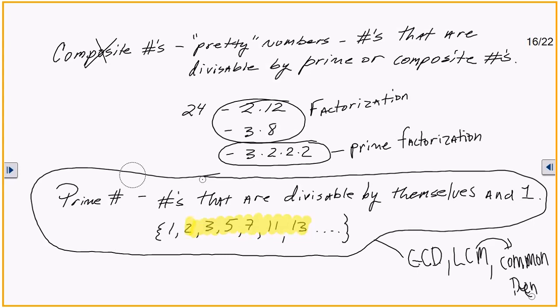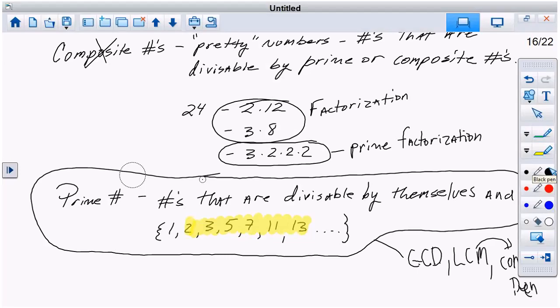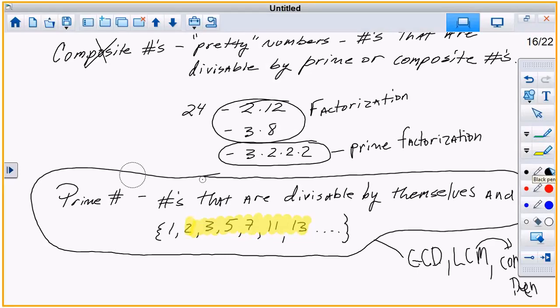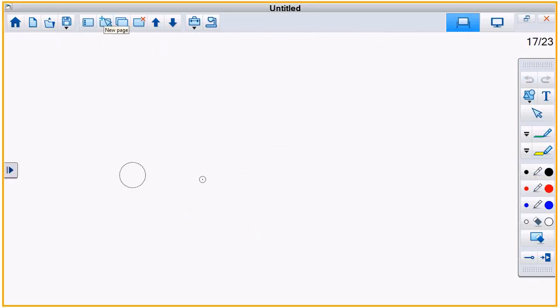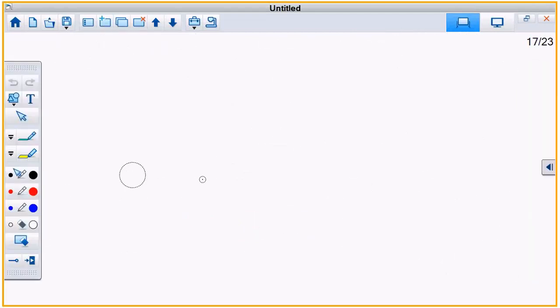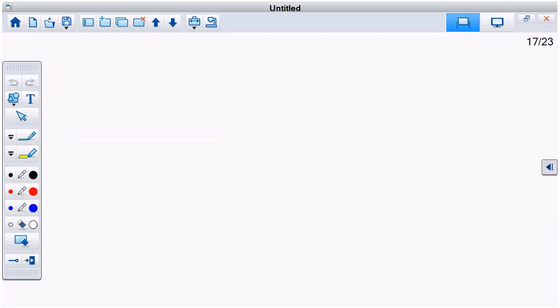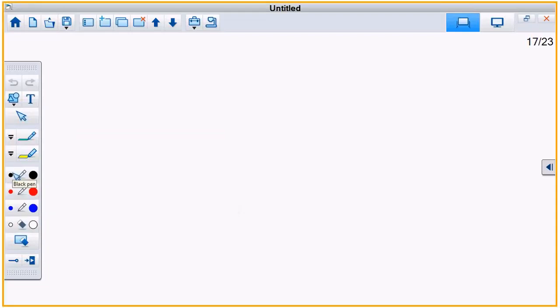Now, I do it a little bit different than a lot of people have learned it. So I want you to keep an open mind and say, okay, I'm going to try to learn it the way he's doing it, because it might be a little bit easier. So the next slide, we're going to focus on prime factorization.